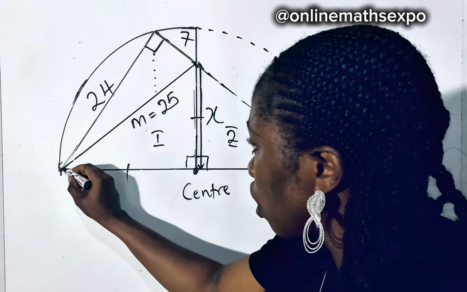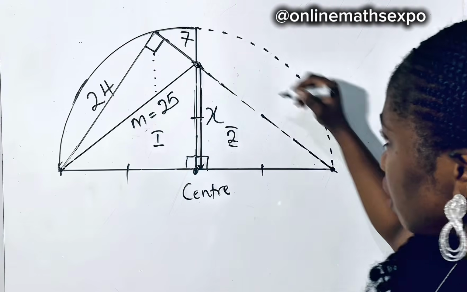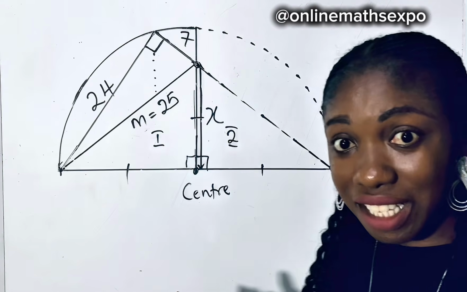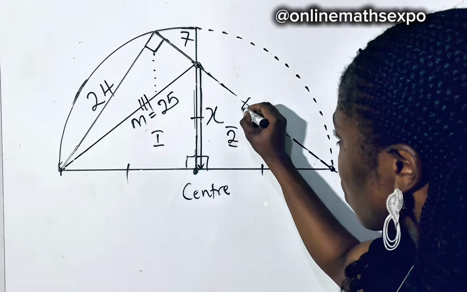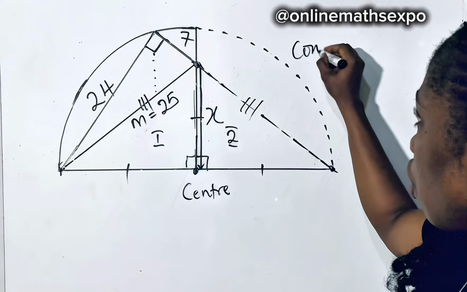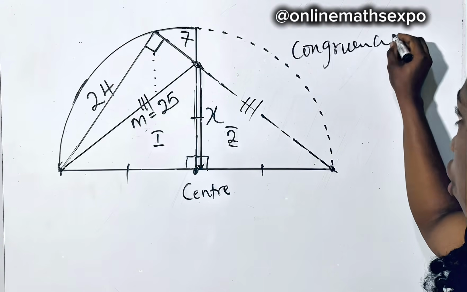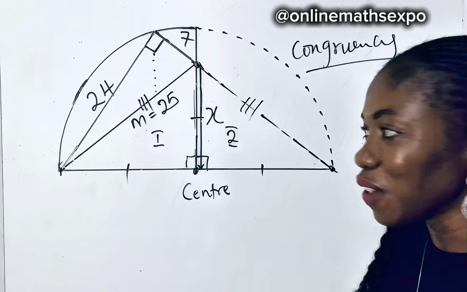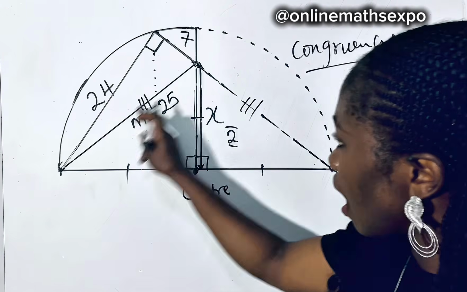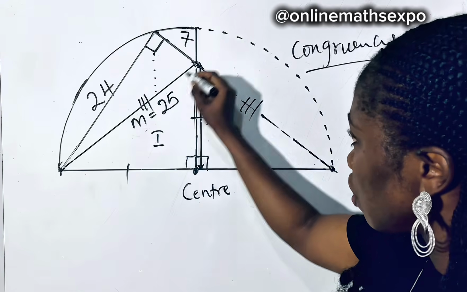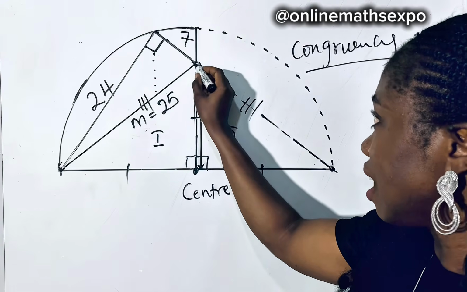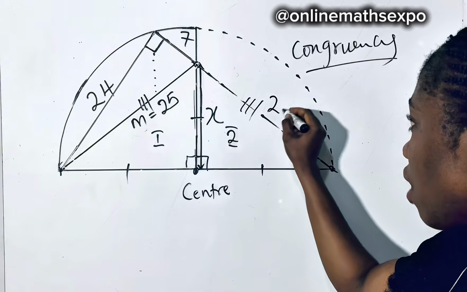From here to here should be equal with from here down to this end, and this obeys our congruent property. So it means that this length is also equal to this, obeying your congruent property or congruency. So what do you do now? Since this length is equal with from here to here, it means that here is already 25. Automatically, this length should also be 25 units.